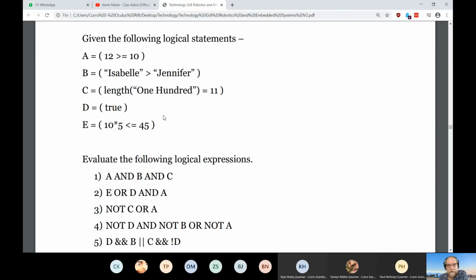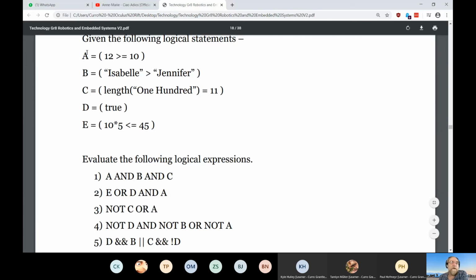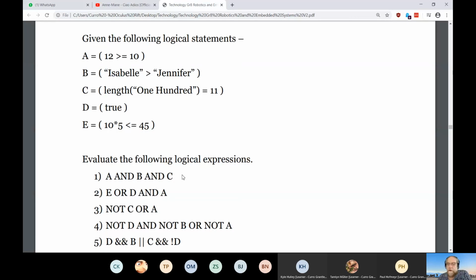D is true. That's an easy one. Then we're saying here that 10 times 5, 50, is less than or equal to 45. We know that's not true. That's false. So you now know which of A, B, C, D, and E are true and which are false. Once you know that, you can start solving these. We know that A is true, and then you have to see what B is and work that out. Once you've got that answer, you AND it with C. So that is how that goes.